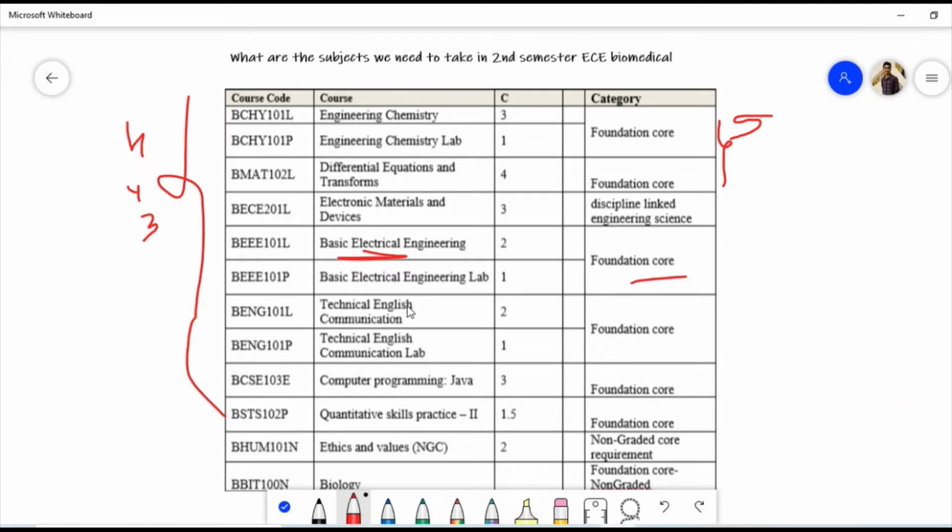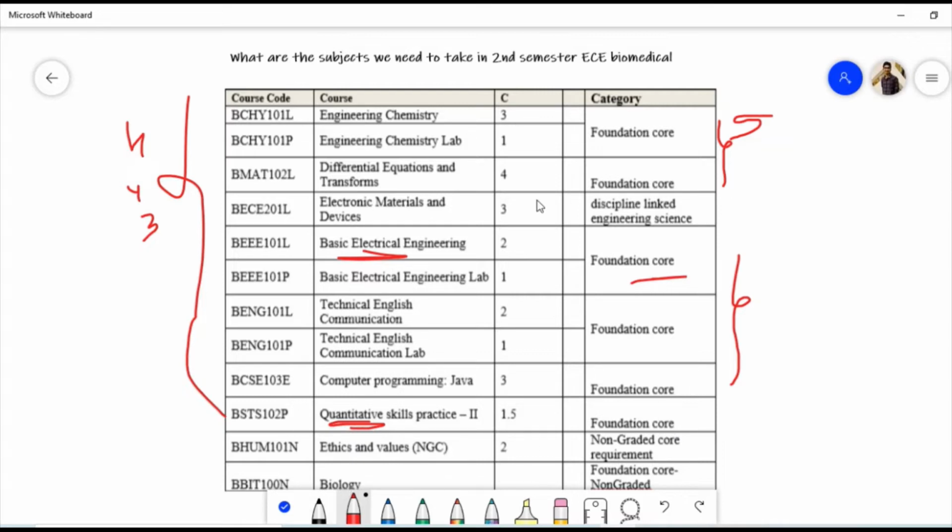Next, coming to English, technical English in this semester. If you are doing it, we need to take technical English. Next, the programming course they are offering, that is Java. It is compulsory for us because it is a foundation core, meaning a core subject we need to take. So next, quantitative soft skill. It is also a compulsory course for us. Okay, so we need to do it.